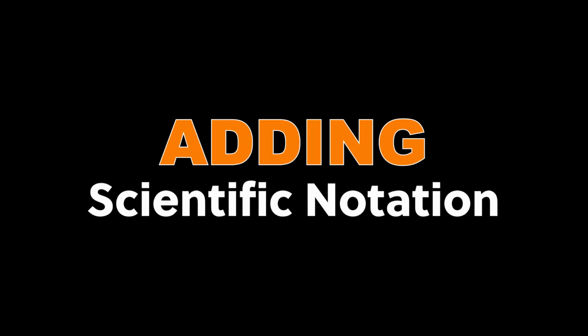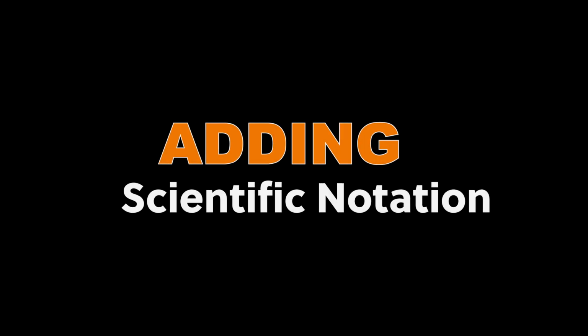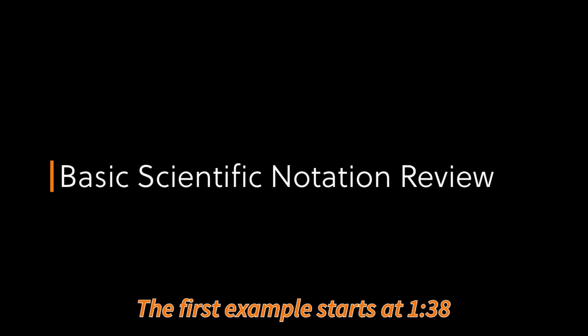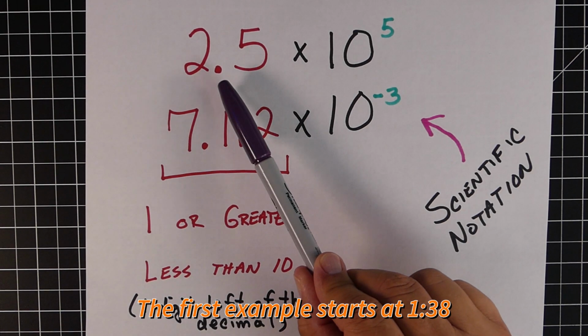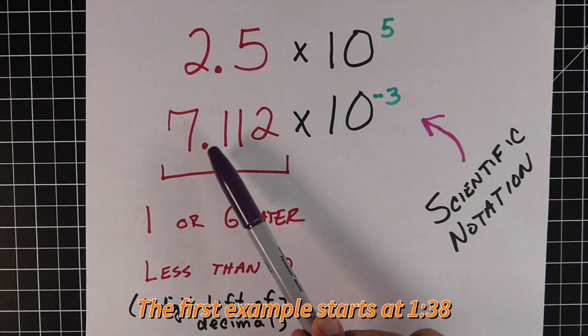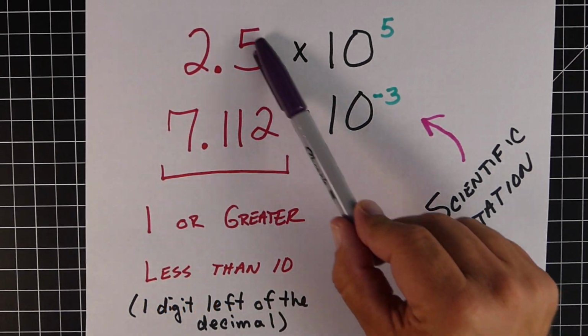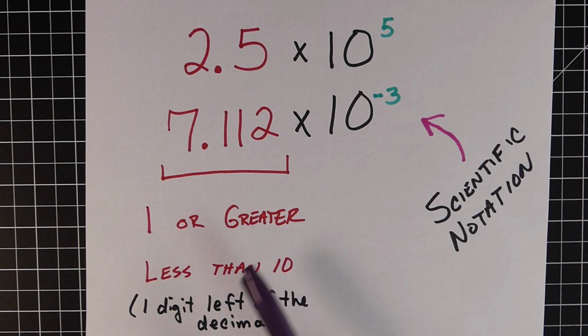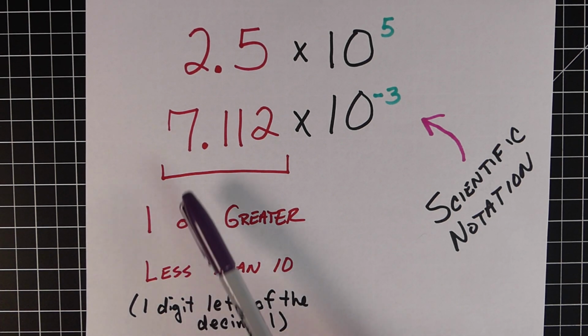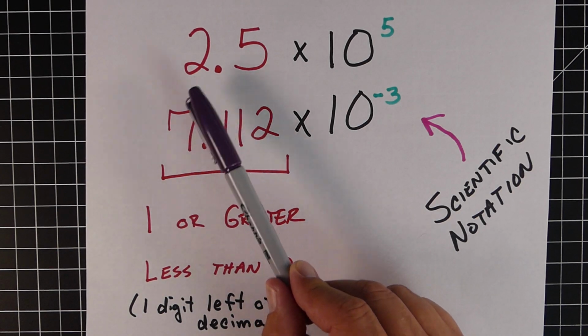All right, so adding scientific notation. First, a brief review of some key concepts of scientific notation. Both of these are examples of scientific notation. If you notice in red, these numbers are called the coefficient. They're always going to be 1 or greater, but less than 10. In other words, there's going to be one digit to the left of the decimal.